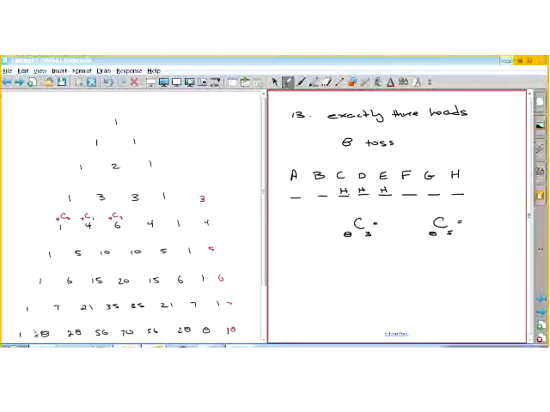So if we go over to Pascal's triangle, this is the 8th row, and we count 0, 1, 2, 3, so this is 56. Or we can go 0, 1, 2, 3, 4, 5, which is also the same thing.